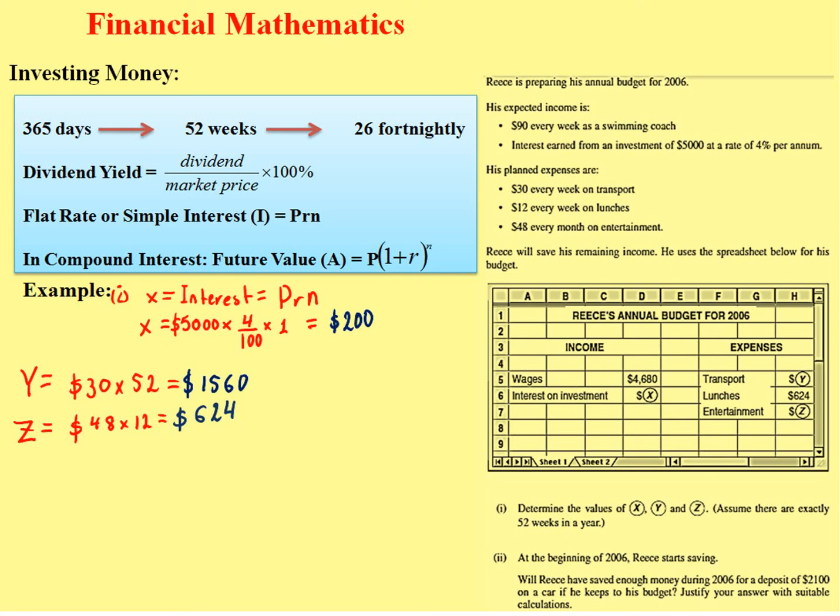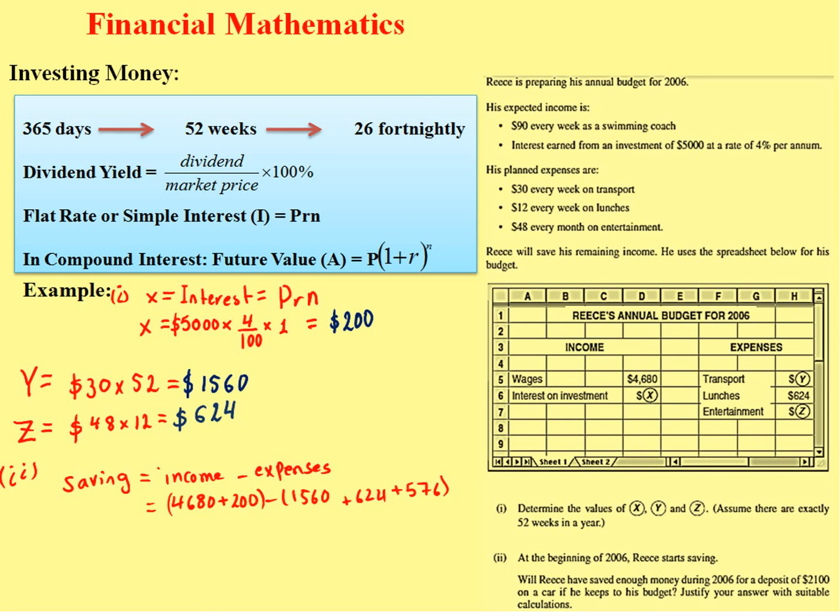Now part 2. At the beginning of 2006, Reese starts saving. Will Reese have saved enough money during 2006 for a deposit of $2,100 on a car if he keeps his budget? Justify your answer with a suitable calculation. So the saving is actually the income take away the spending or the expenses.